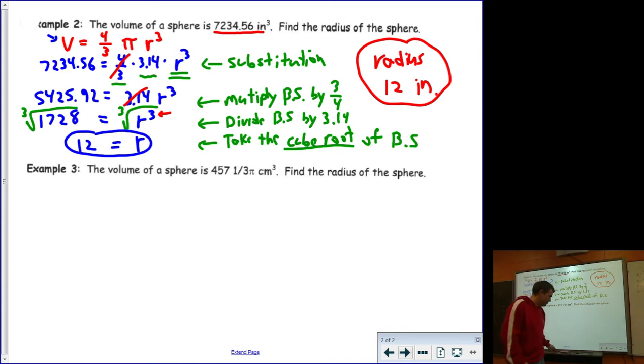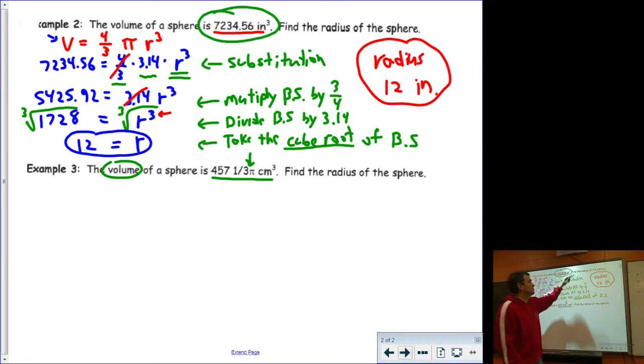The reason this example is maybe a little more difficult or easy, I'm not sure, is it's got a really yucky number, right? 457 1/3. And the volume of the sphere includes pi in it. So this is the exact volume, not the volume that was rounded to the nearest tenth like we saw in the last problem.